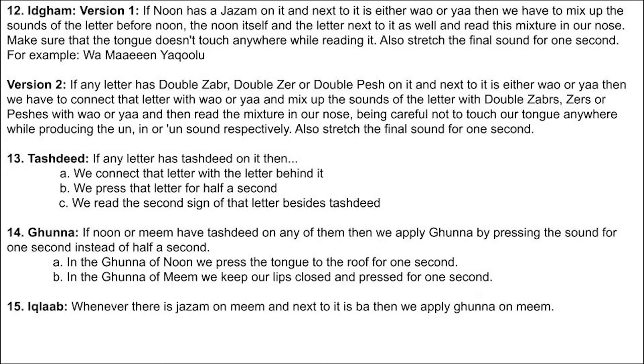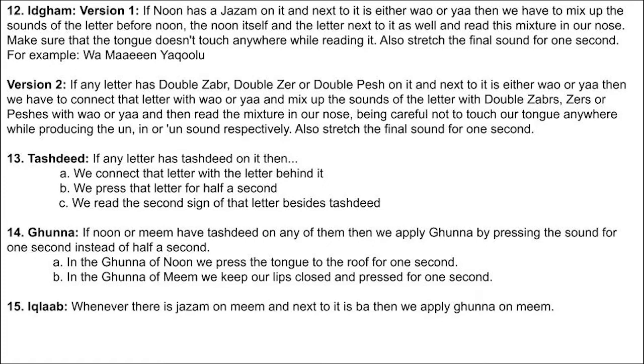Idgham version 1. If noon has a jazm on it and next to it is either waw or ya, then we have to mix up the sounds of the letter before noon, the noon itself and the letter next to it as well, and read this mixture in our nose. Make sure that the tongue does not touch anywhere while reading it. Also stretch the final sound for 1 second. For example, وَمَن يَقُولُ.